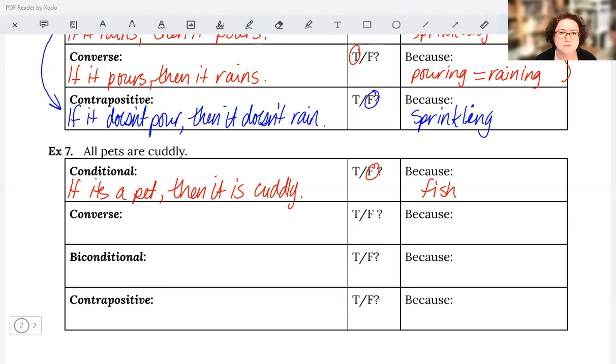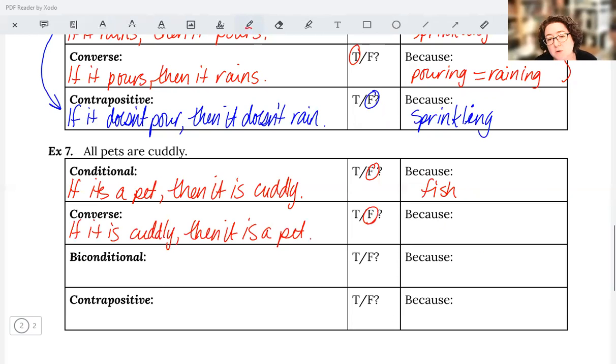Okay, converse. CO, change order. If it is cuddly, then it is a pet. Anything that you know of that's not a pet that could be cuddly? Well, what about a sweater? So when it's really cold, you might put a sweater or a scarf or something that's really soft and it just keeps you nice and warm. So I'm going to say, well, other things are cuddly, like a sweater or a blanket.